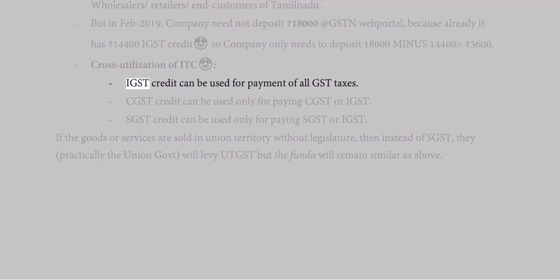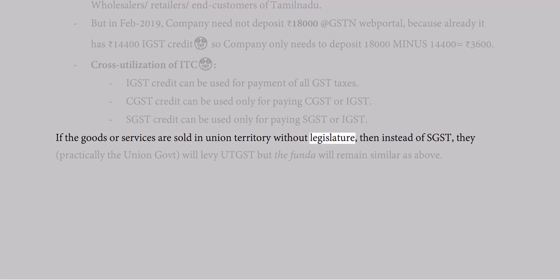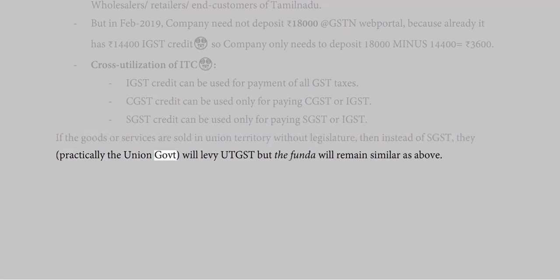Cross-utilization of ITC. IGST credit can be used for payment of all GST taxes. CGST credit can be used only for paying CGST or IGST. SGST credit can be used only for paying SGST or IGST. If the goods or services are sold in a Union Territory without legislature, then instead of SGST, the Union government will levy UTGST, but the rules will remain similar as above.